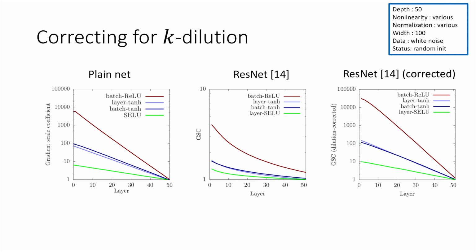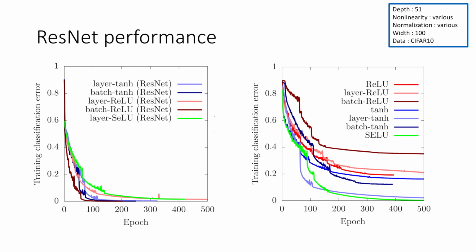We then went on to measure the k-dilution level at each block and multiplied the GSC growth rate obtained here by k squared plus 1 at each block. In essence, we corrected this growth rate by manually removing the dilution effect according to the theory we outlined. We find that this causes the GSC to grow again almost linearly in log space at rates very similar to those of corresponding plane networks. Therefore, the theory of k-dilution is indeed predictive. We trained 5 ResNet architectures on CIFAR10. Unsurprisingly, they outperformed all plane networks except CELU.